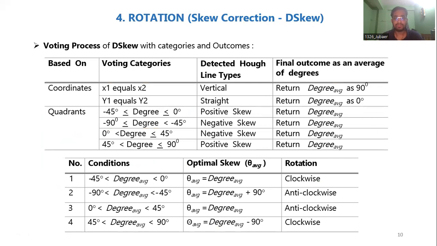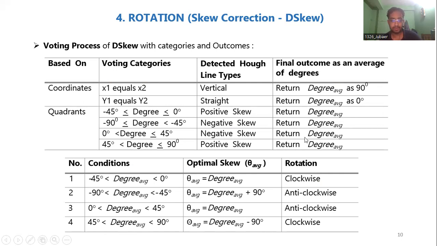Now we have come to the skew correction process. First, we are going to go through the D skew. As you can see, we have so many detected Hough lines in the D skew process, and that's why we have created a voting process where we basically see where the maximum lines have fallen in the quadrants, and which returns a degree average.